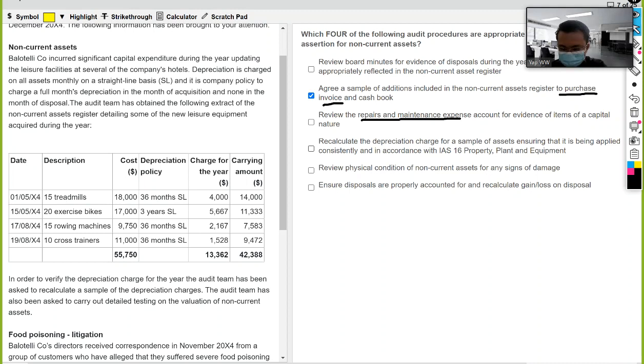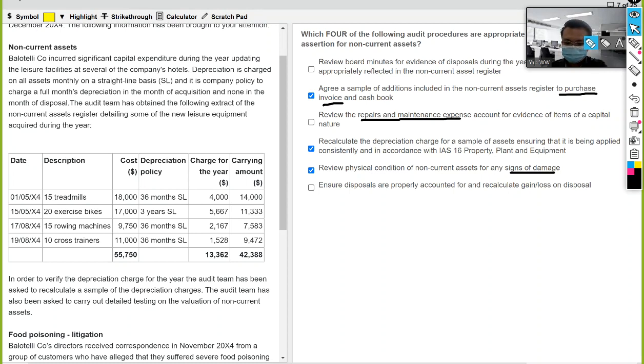Recalculate the depreciation, yes. Review the physical asset to see if there is any sign of damage or not. This one is a bit tricky, but the answer is still correct. This is about valuation. I know when you see the assets, you are doing existence. But when you look at the assets for damage, then you are checking for impairment. Impairment affects the valuation. You check whether there is obsolescence or damage. That is for impairment.